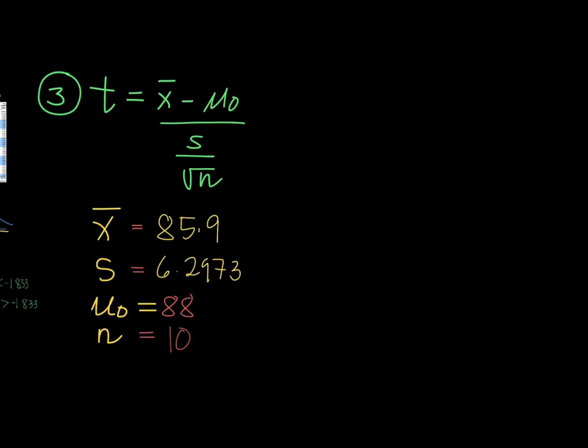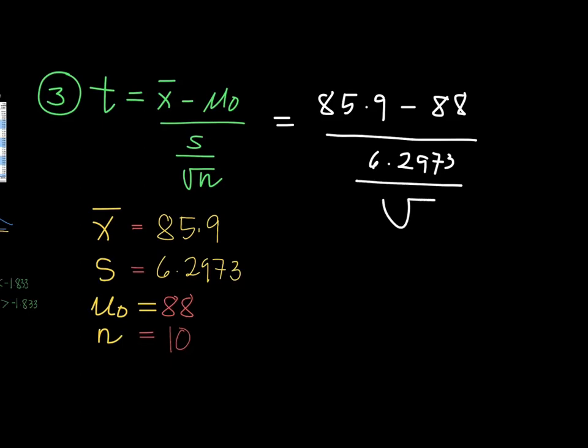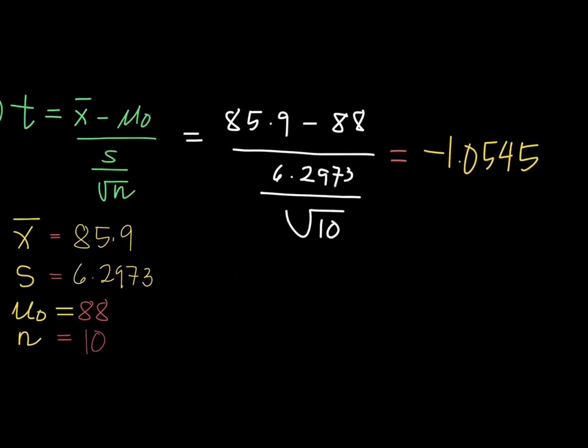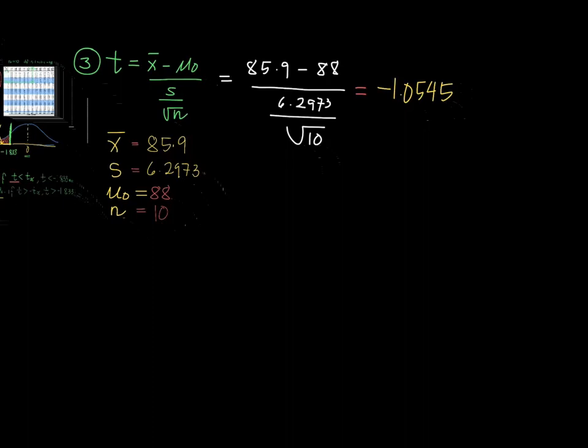So with these numbers, we just supply the formula with x bar 85.9 minus mu sub 0 88 over the quantity sample standard deviation 6.2973 divided by the square root of n, which is 10. So based on my calculation, this value is equal to negative 1.0545. So I rounded off the number up to 4 decimal places.